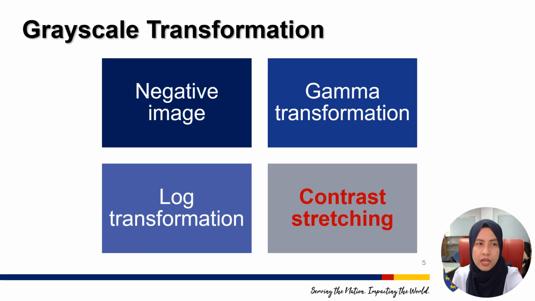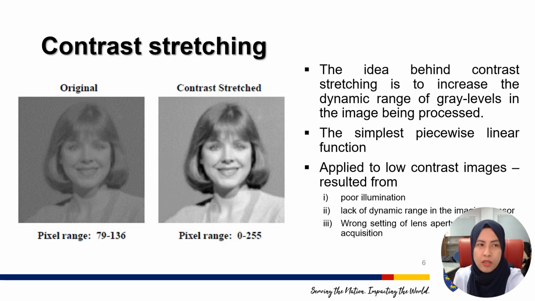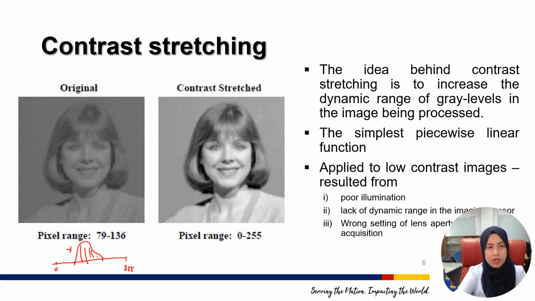The last grayscale transformation is contrast stretching. Let's look at what it means. If you have an original image that has a pixel range of 79 to 136, and you plot this on the histogram, the lowest pixel is 0 and the highest is the white pixel 255, and 79 to 136 is maybe around this area. You can see the histogram is accumulated at one area only. So you can either apply log transformation as I explained just now, or you can apply contrast stretching and make your image cover the whole range of pixel values from 0 to 255.